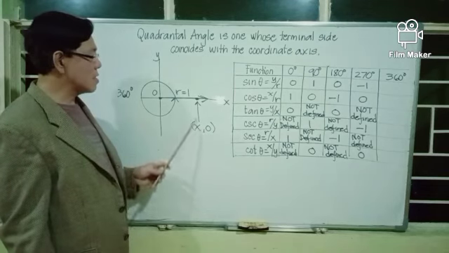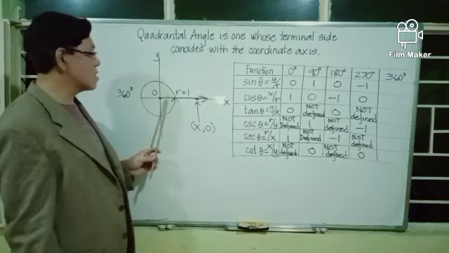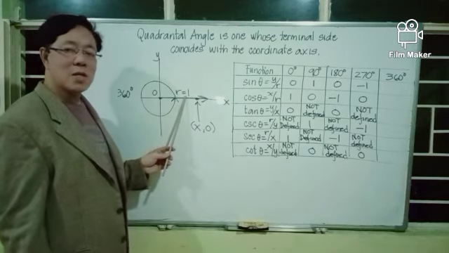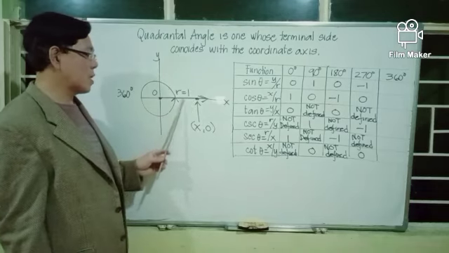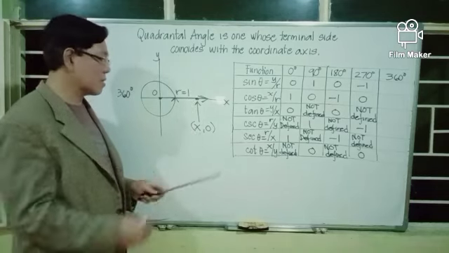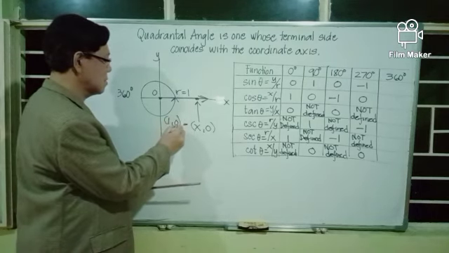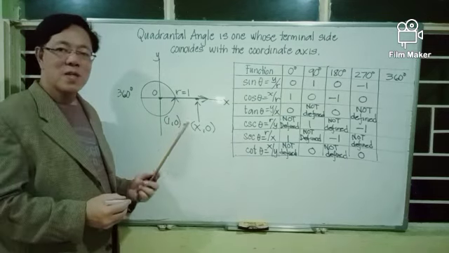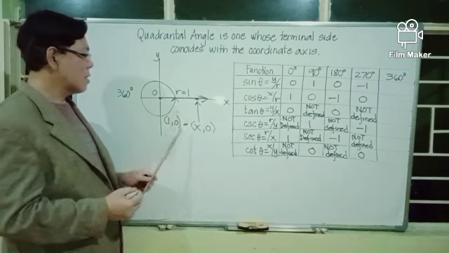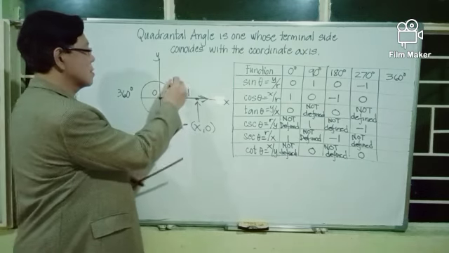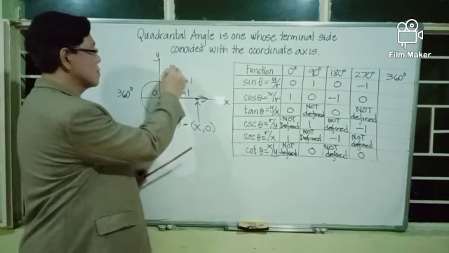But this x, the distance of this point from the y-axis given by x, is equal to the radius vector 1. The distance of this point from the origin is 1, and that is the value of x. So for the quadrantal angle 360 degrees, r is 1, x is 1, and y is 0.